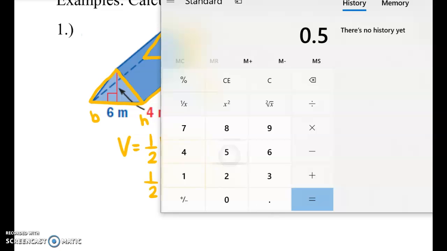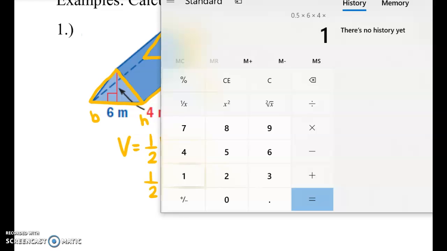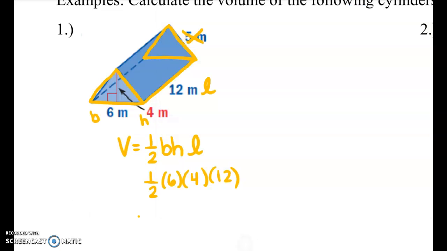So 0.5 times 6 times 4 times, what was the other measurement? 12. It's going to give me 144. So this is 144 meters cubed.